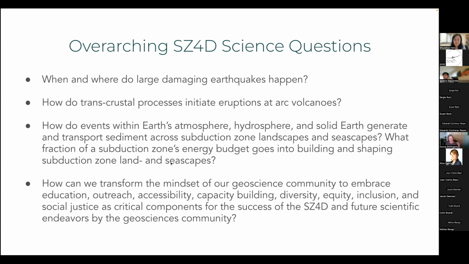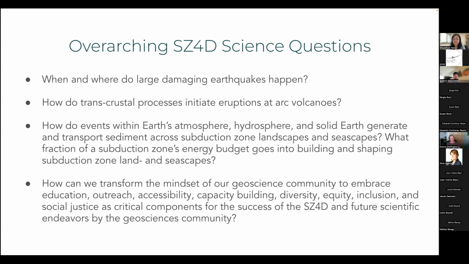You can see that those three questions track to the three main disciplinary working groups focused on earthquake, volcanic, and surface processes. And then the final question comes from the building equity and capacity in geoscience group: how can we transform the mindset of our geoscience community to embrace education, outreach, accessibility, capacity building, diversity, equity, inclusion, and social justice as critical components for the success of SZ4D and future scientific endeavors by the geosciences community?